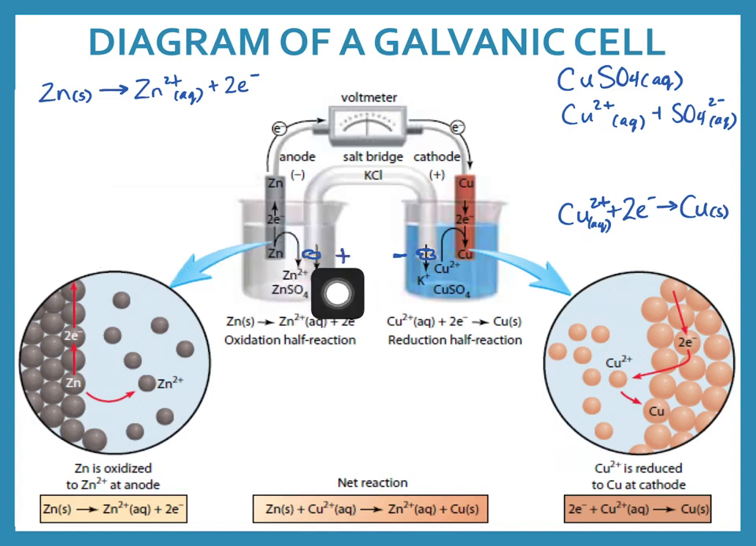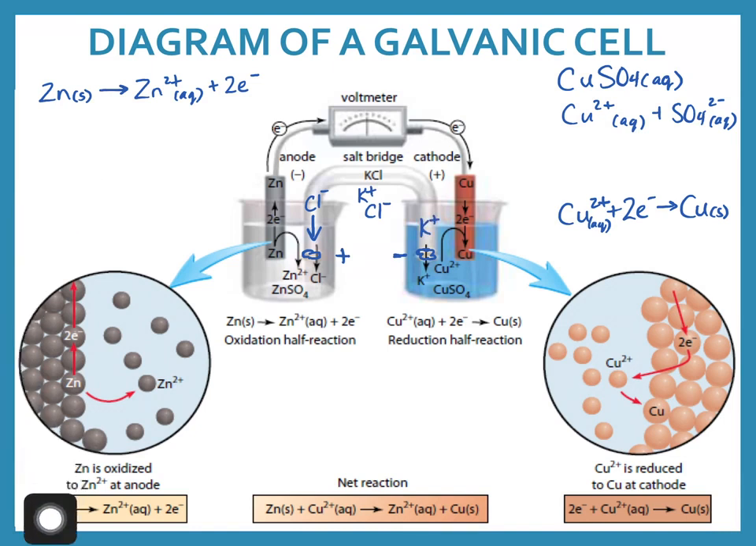So over here, this solution has become more positive because of the extra zinc ions coming into it. And this solution has become negative because of the copper ions leaving it. So what's going to happen is potassium chloride is K plus and Cl minus. The negative ion, chloride, is going to move towards the more positively charged solution to help neutralize that. And the positively charged potassium is going to move towards this solution, which has become more negative, to help neutralize that.